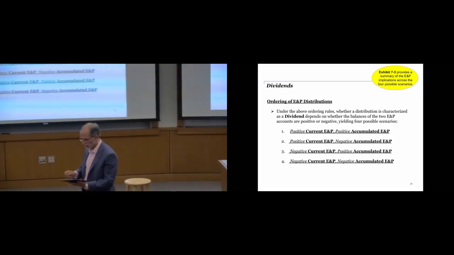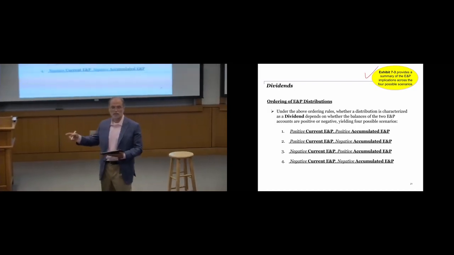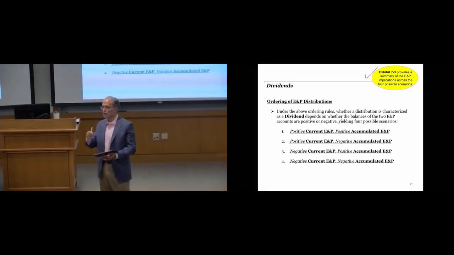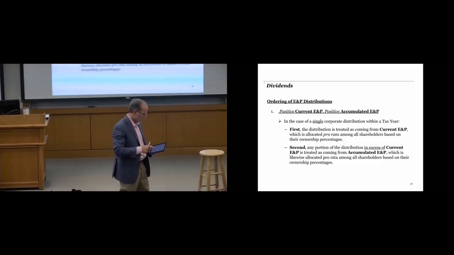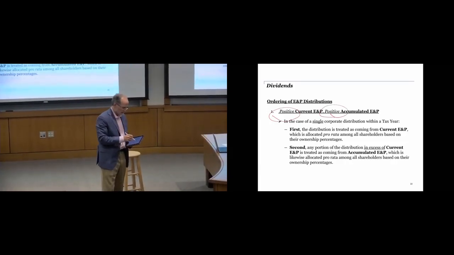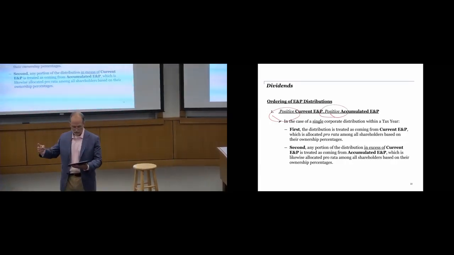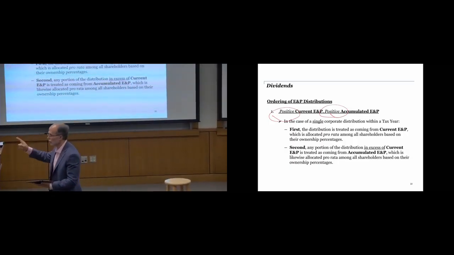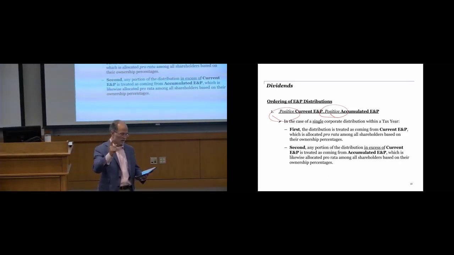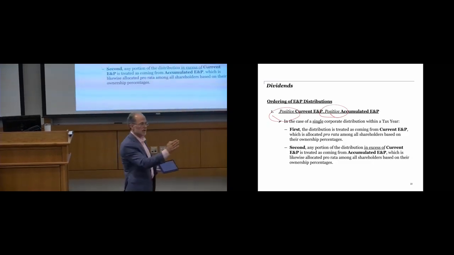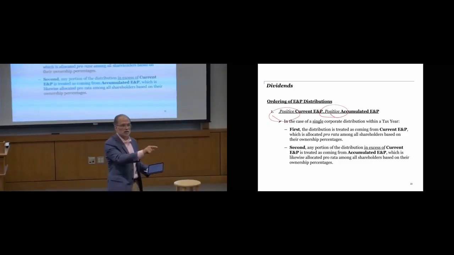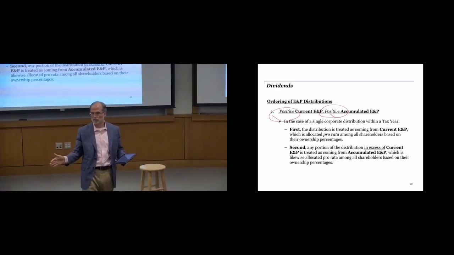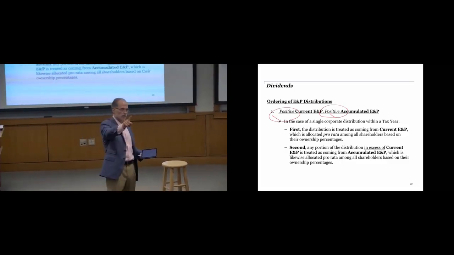Okay, and Exhibit 7.3 might be worth tumbling through and making sure you understand that, but they summarize the rules that are articulated on these slides. So if I'm positive between the two, the only nuance on the distribution is first it's coming out of current E&P, which is allocated pro rata to all shareholders based on their ownership percentage. Which means if I have multiple distributions in the year, each one of those distributions gets a share of current E&P. It's not first come, first served. Okay? But I have to do that first to current and exhaust current.